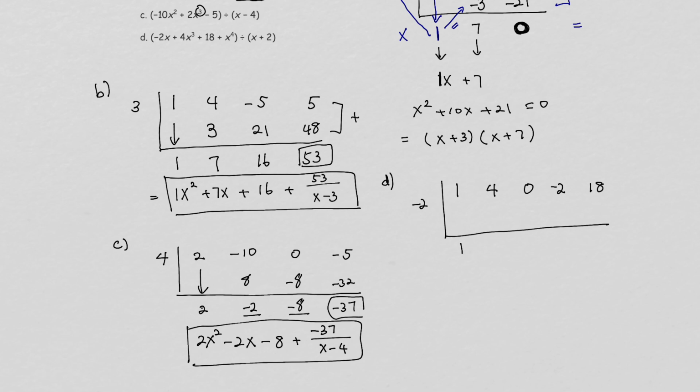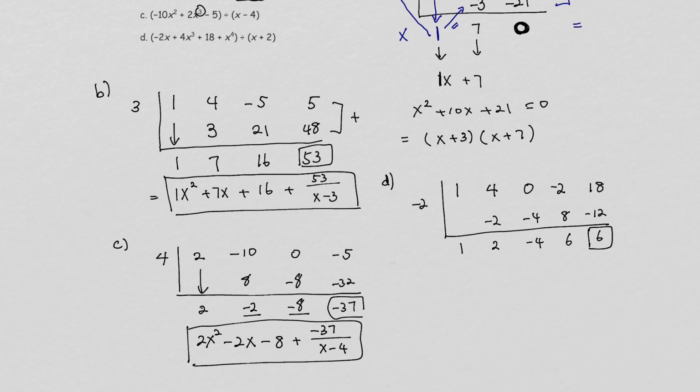First value always down, so you have something to multiply, right? You're going to multiply that by negative 2, which is going to be negative 2, and plus 4 will be positive 2. Negative 2 times 2 is negative 4, plus 0 is negative 4. Negative 2 times negative 4 is positive 8, plus negative 2 is positive 6. Negative 2 times 6 is negative 12, plus 18 is positive 6. So again, 6 is the remainder.